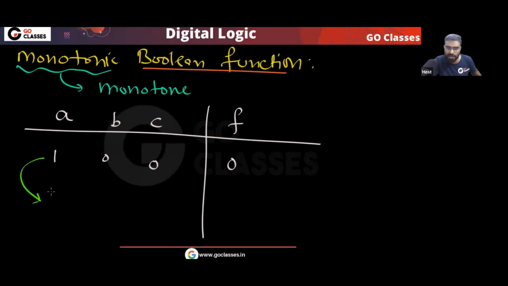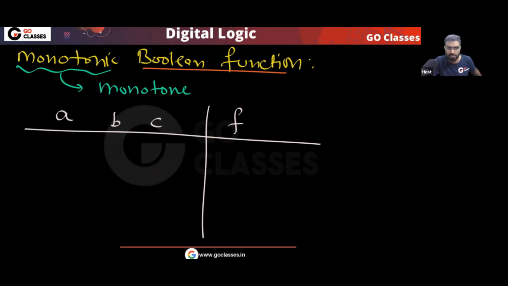By changing a single input from 0 to 1, for example, maybe I can change this single input from 0 to 1. So I'm increasing the input combination by changing a single input from 0 to 1. Then tell me what should happen? Then f should not decrease. Because f was already 0, this new value of f can be 0 or 1.